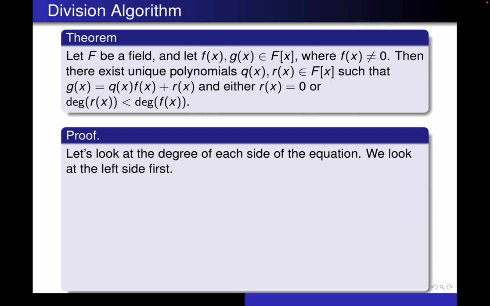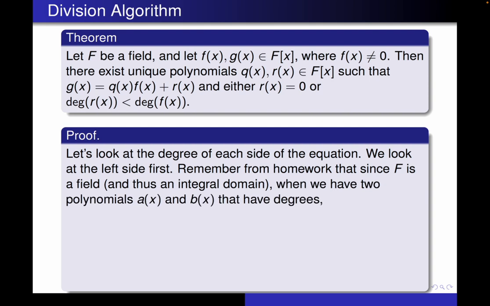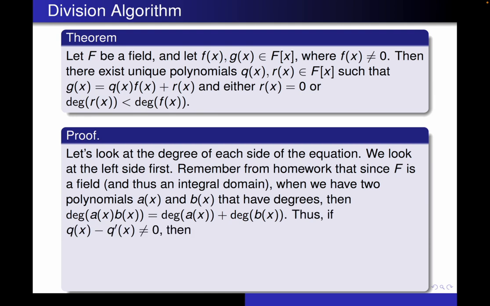The left side is going to be the trickiest, so let's go ahead and dig into that one first. So remember from homework, we actually proved something about this: if F is a field and thus an integral domain, when we have two polynomials a of x and b of x that have degrees, right? So neither of them is the zero polynomial. Then when we find the degree of a of x times b of x, we get the degree of a of x plus the degree of b of x. So when we multiply polynomials together and find their degree, it's the same as taking the individual degrees of the polynomials we multiplied and adding them together.